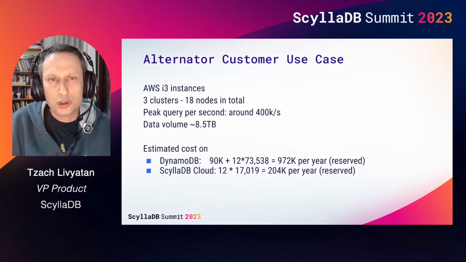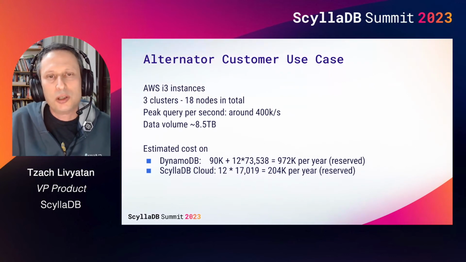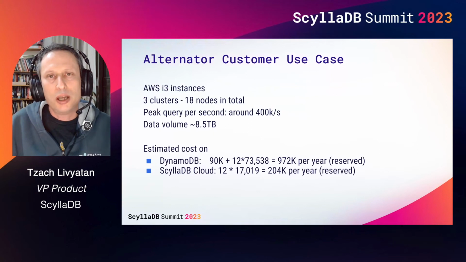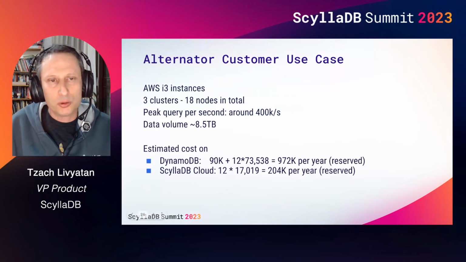And we have production customers for it for quite some time, and more are coming every day. This is maybe a use case of one of our customers that run the DynamoDB API, Alternator, on production. So we have 80 nodes. I wouldn't disclose the name, but you have 80 nodes and 400,000 requests per second.